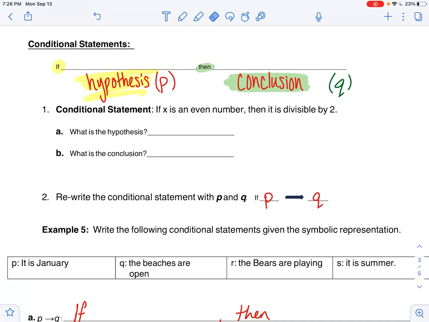Hi, welcome to our video on conditional statements. We're going to talk about how to write conditional statements, how to identify the different parts of conditional statements, and how we can represent them in different ways.